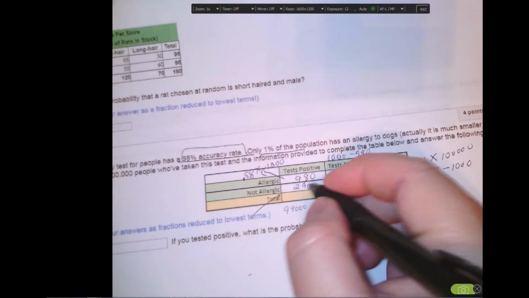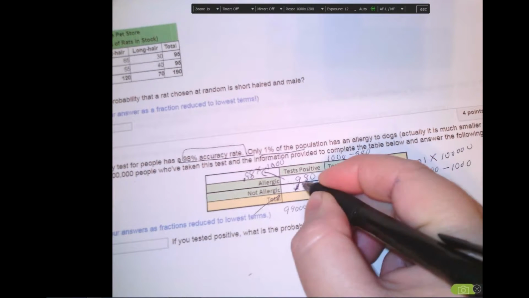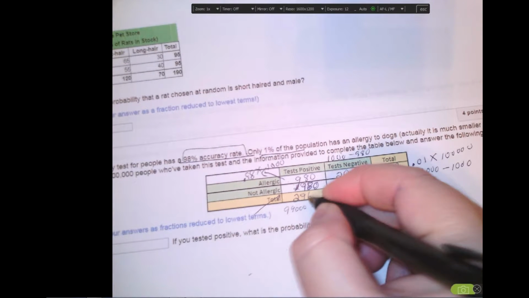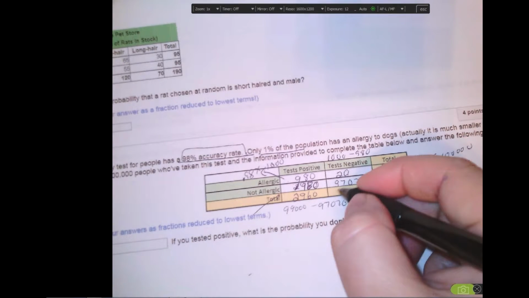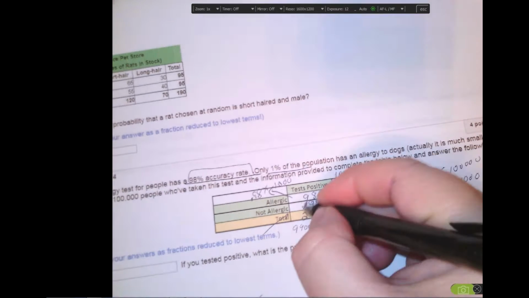Oops, 1,980. Sorry. Somebody was getting ready to tell me. That's 1,980. My total is 2,960. My total is 97,040. Okay? That's 1,980.